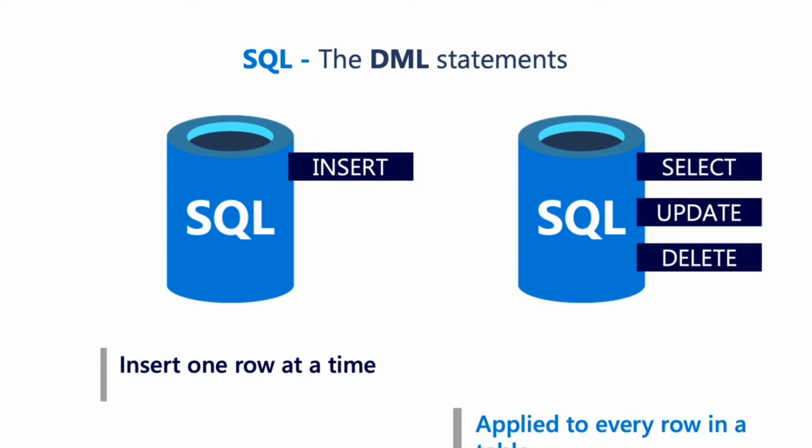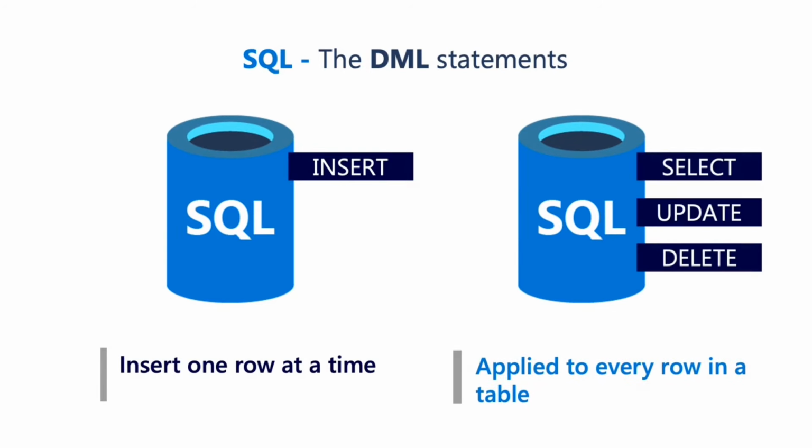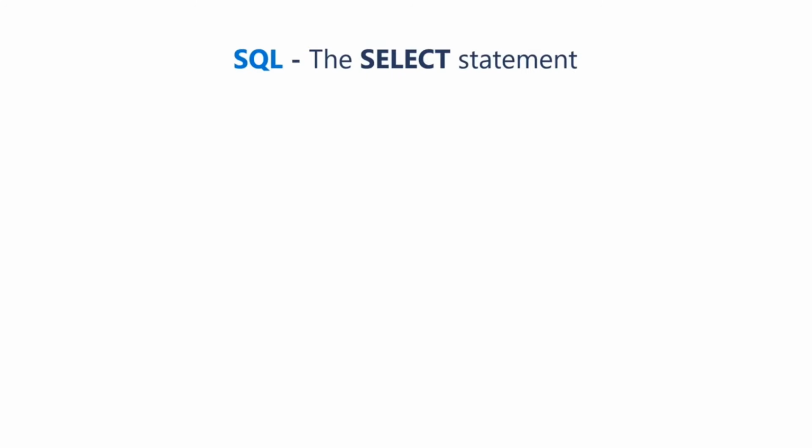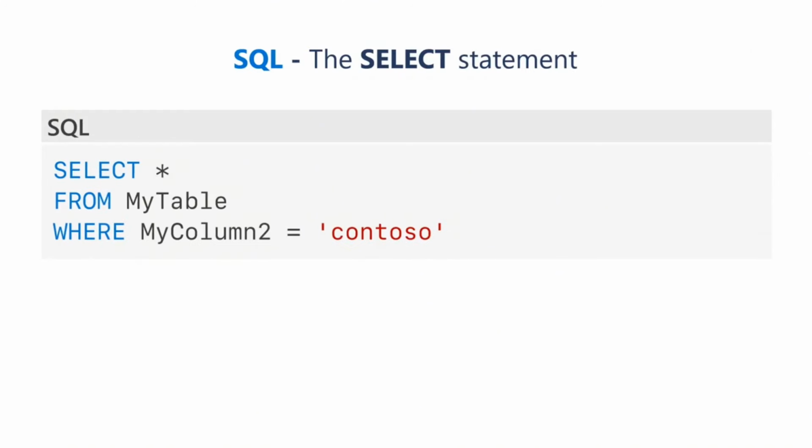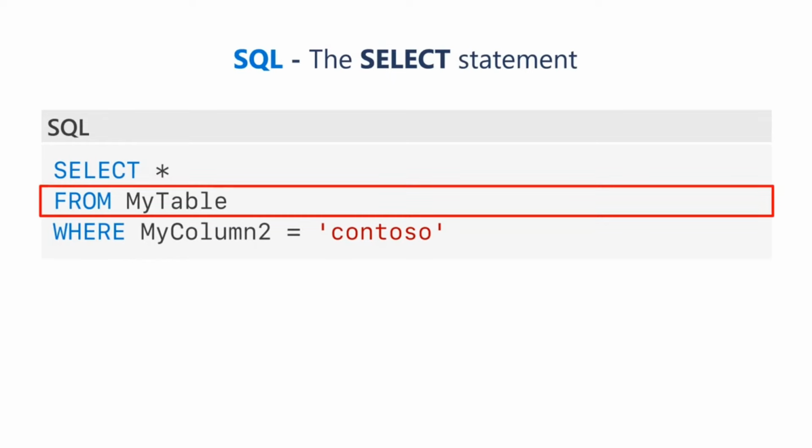By default, the select, update, and delete statements are applied to every row in a table. Let's begin with an example of a select statement. This code selects all rows from the table named MyTable, where myColumn2 is equal to the value of Contoso. The function of the from clause is to specify the table to query.